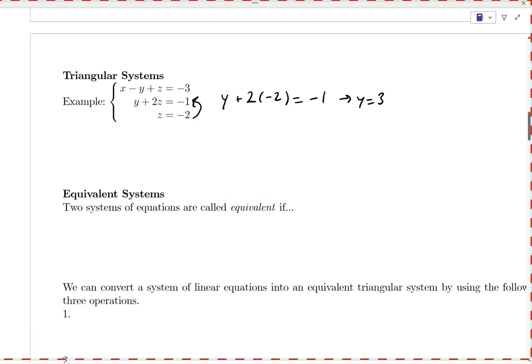Now that I know the z and the y, can I figure out the x? Yeah, because again, I'm just going to go back another step, right? So you'd have x minus 3 plus negative 2 equals negative 3. Minus 3 minus 2 is negative 5. Add it, you'll get x equals 2. And so you'll have x, y, z equals 2, 3, negative 2.